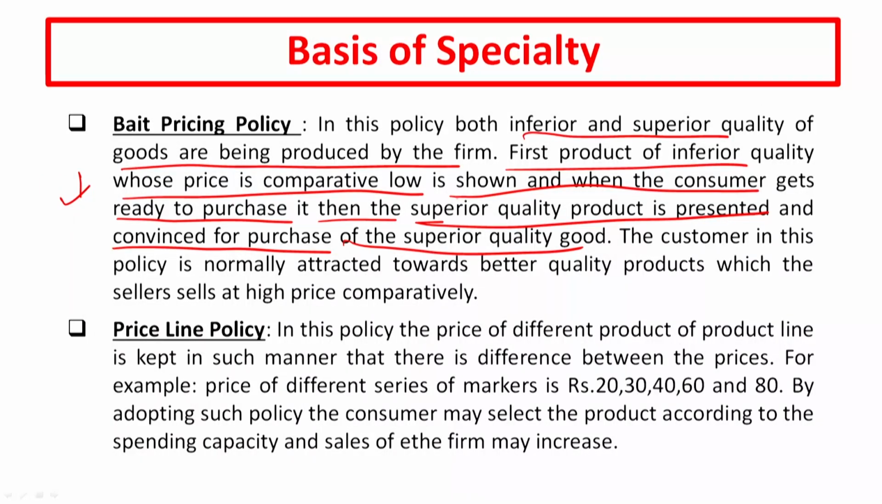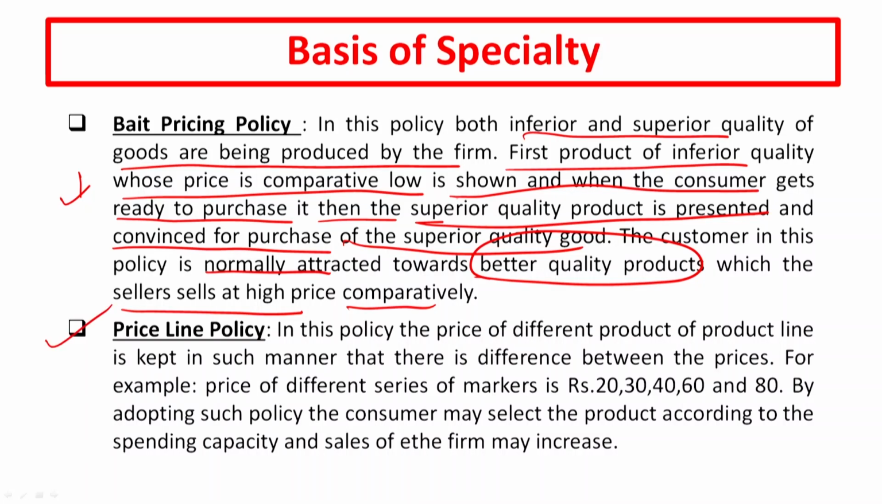In the initial phase, the customer or the consumer will be introduced to the inferior goods, and when he or she gets ready to purchase that good, the product of the superior quality will also be shown, and the customer or the consumer will be convinced to purchase that specific product. The customer in this policy is normally attracted towards better quality products rather than inferior quality products, which the seller sells at a comparatively high price. So in this bait pricing policy, the objective of the firm is to sell the product which is of better quality and at comparatively higher prices.